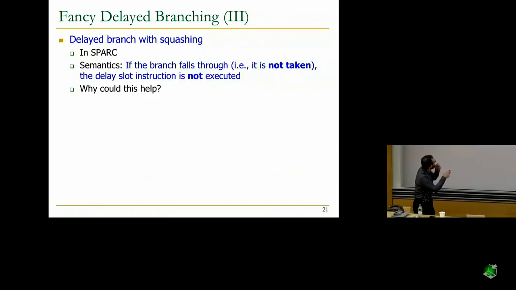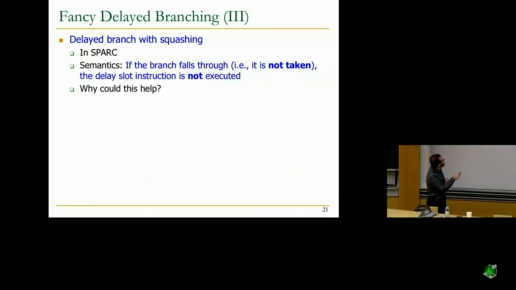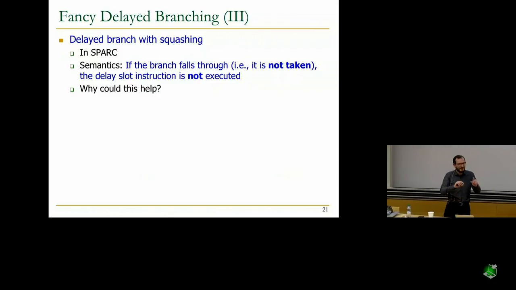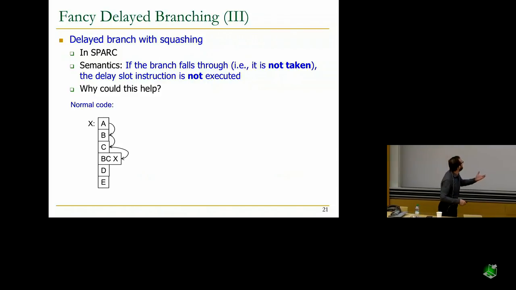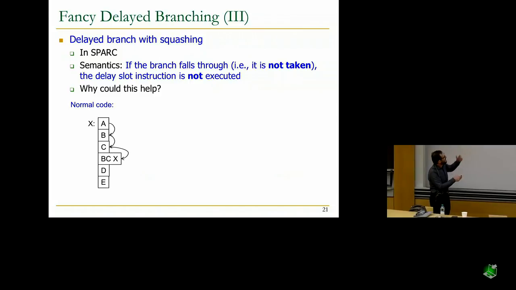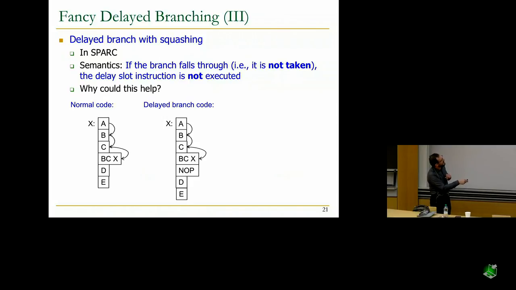Okay, but some people had a clever idea in SPARC. They said if there's a branch instruction that has these semantics, if the branch falls through, i.e. it's not taken, the delay slot instruction is not executed. Now we're making things a little bit more complex, so you need to check the branch condition to do the squashing. So why? Because they figured out it was very difficult to fill the delay slot. This is one example, right? I just said this. These instructions are all dependent on each other. It's a dependency chain. You cannot fill the delay slot in delayed branch code, so you add a no-op over here. But if you had delayed branch with squashing, you didn't need to have that no-op.